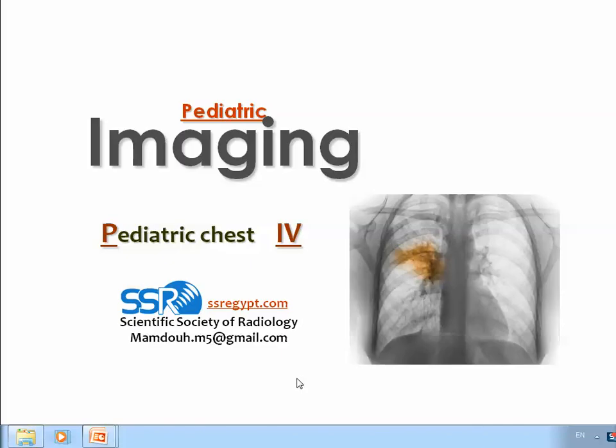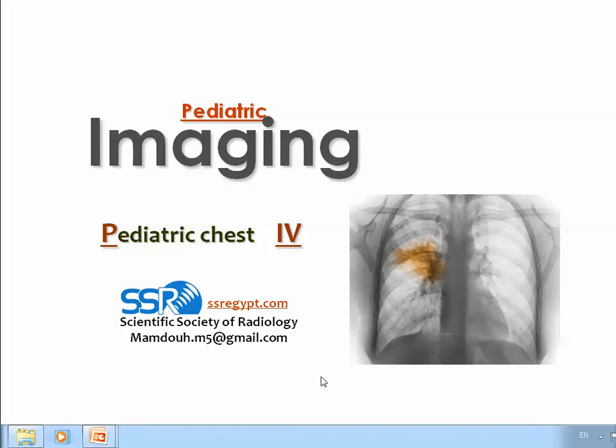Dear colleagues, now we are continuing the series of pediatric imaging, and we are now in the fourth lecture concerning imaging of the pediatric chest. You remember in the first part of this pediatric chest, we have discussed the normal anatomy and the techniques.